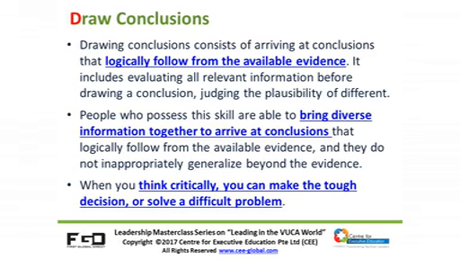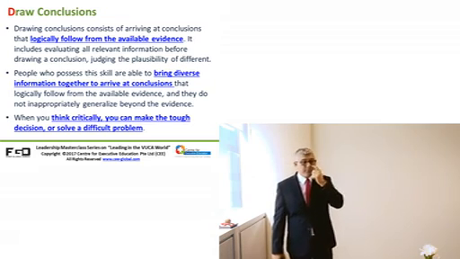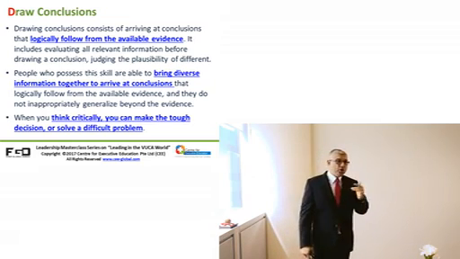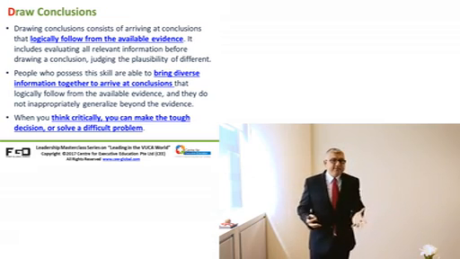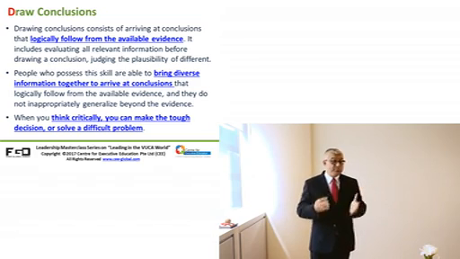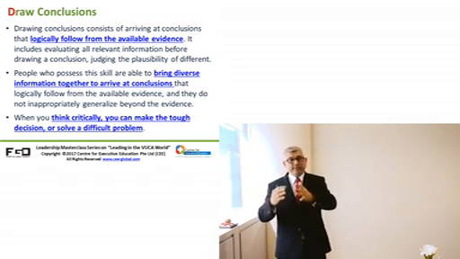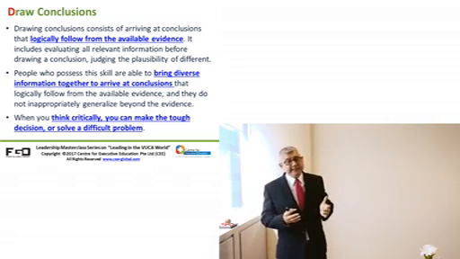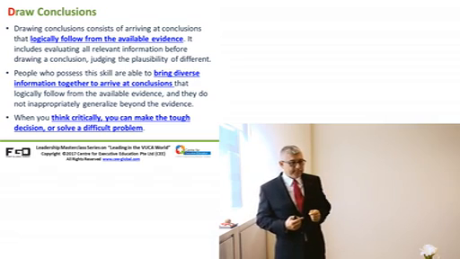Now what does it mean? Drawing conclusion consists of arriving at conclusions that logically follow from available evidence that has been backed or proven to be true. Now what does it mean? It includes evaluating all the relevant information, looking at what you have on hand. As I said, the information that is reliable, that is proven, and then drawing a conclusion, judging from the different options, different possibilities, and deciding what is the best way forward.